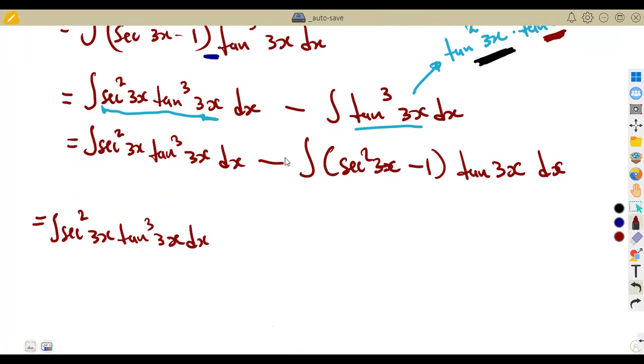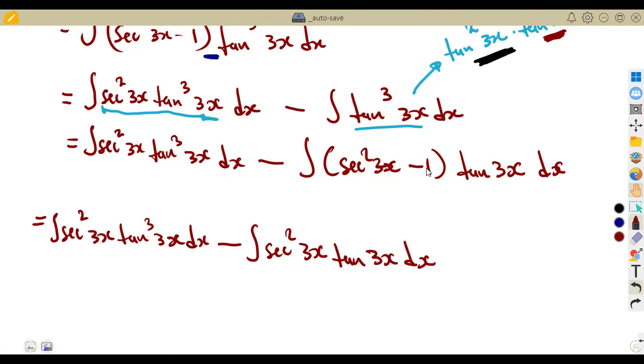So we separate, but noting that there's a negative here. So it's going to be negative. It affects first. So it's negative the integral of sec squared 3x. We multiply by tan because we're expanding the bracket. So it is going to be tan 3x dx.